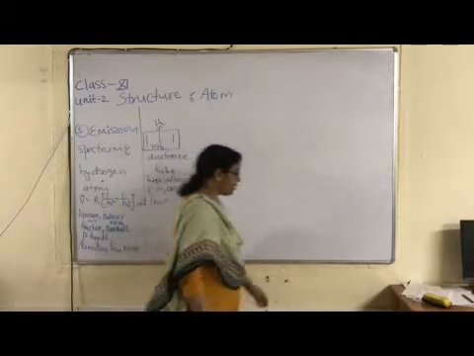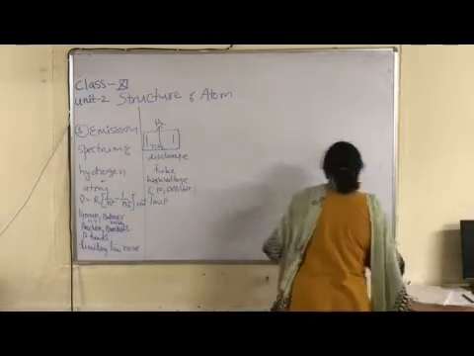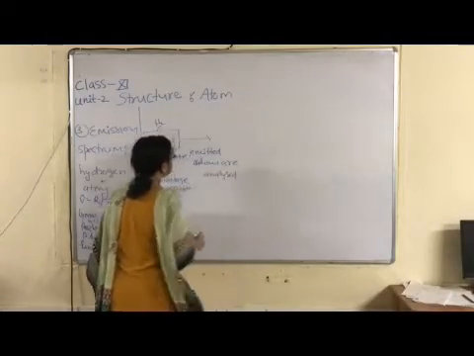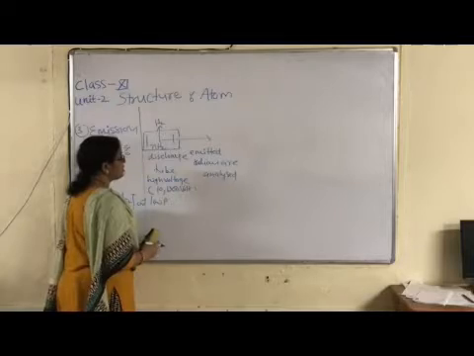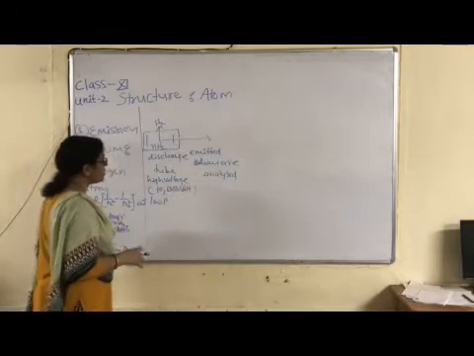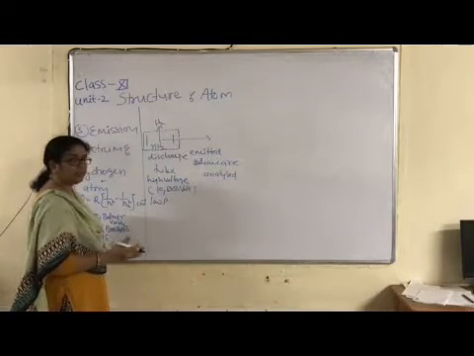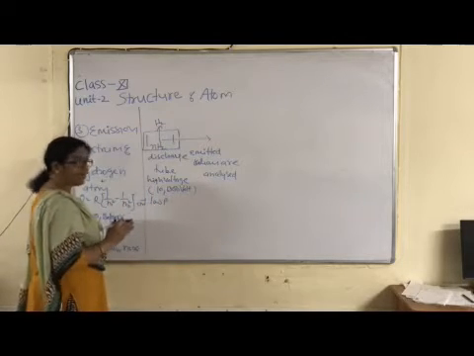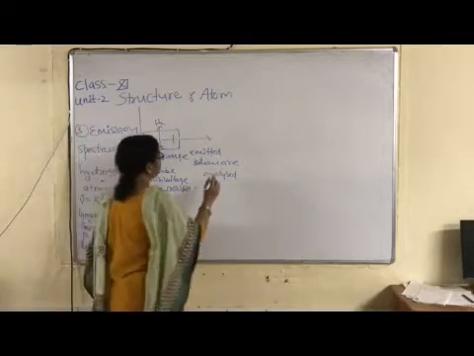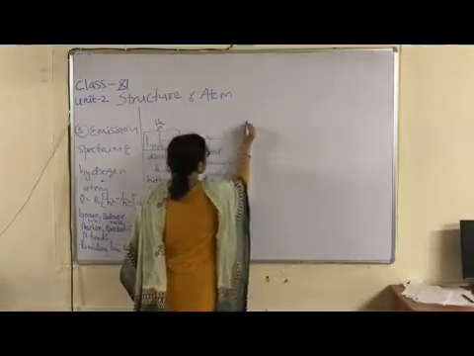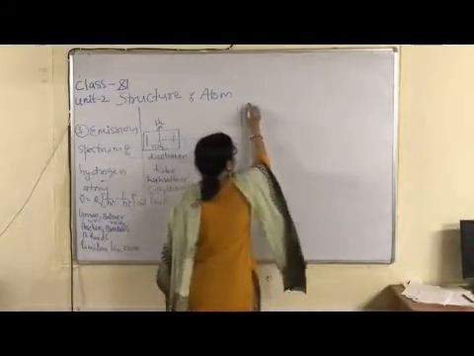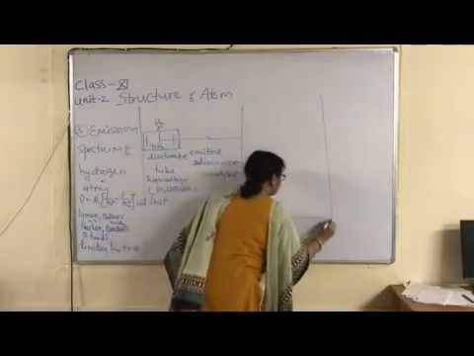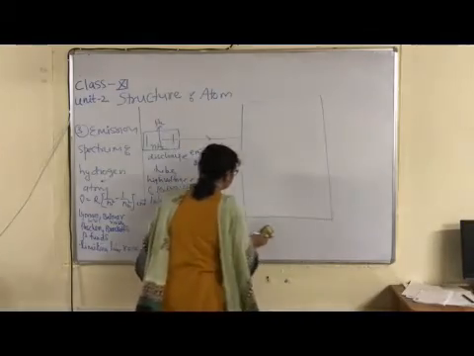And when the emitted radiations are analyzed, what is observed in its emission spectrum? An arrangement of different lines in different regions of the electromagnetic spectrum, like this. A systematic arrangement of different series of lines.